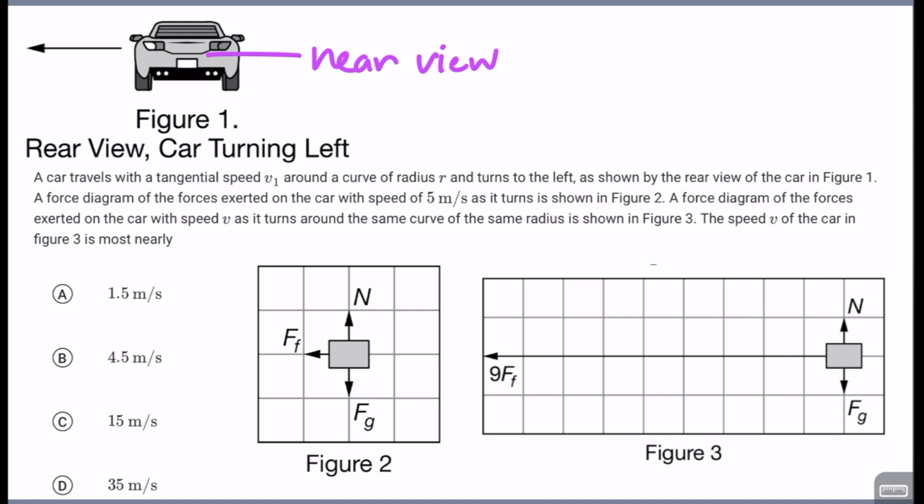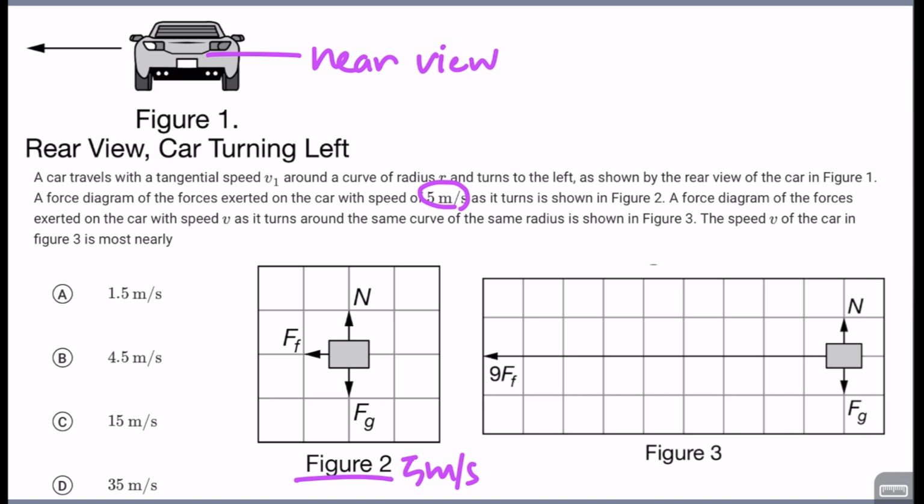A force diagram of the forces exerted on the car with a speed of 5 meters per second as it turns is shown in figure 2. So in figure 2, this car is doing a circular motion at 5 meters per second, and this is how the force diagram looks. A force diagram of the forces exerted on the car with a speed v as it turns around the same curve of the same radius is shown in figure 3.